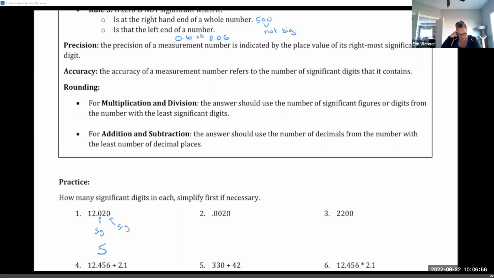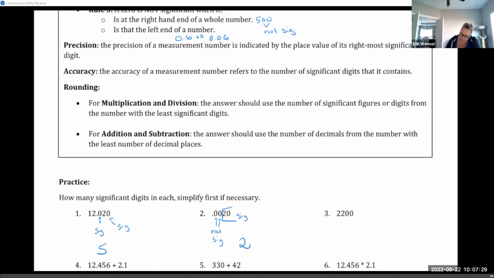When we look at number 2, 0.0020, these two zeros are not significant because they are to the left hand of the number, but the 2 and the 0 are significant. Again, it follows our rules that any number not equal to 0 is significant, and a 0 at the end of a decimal number is considered significant. Therefore, this is going to give us 2 significant digits.